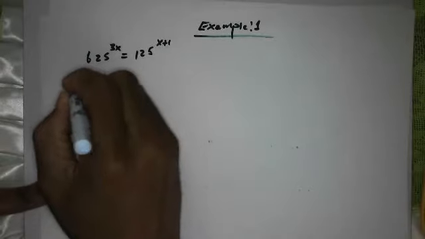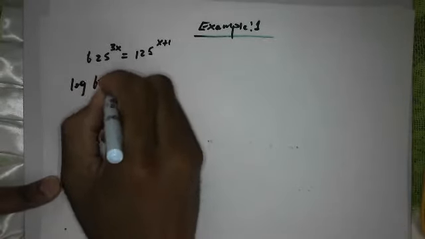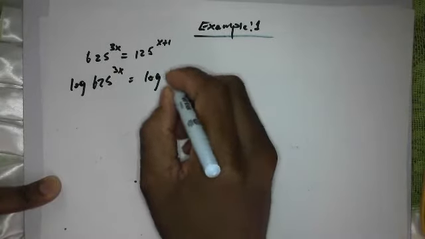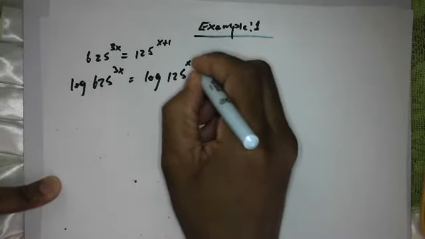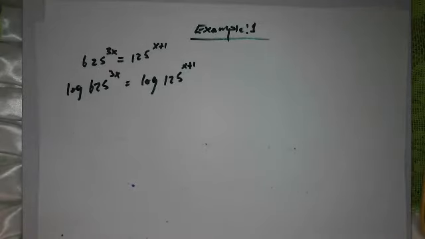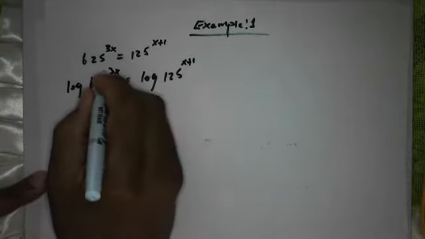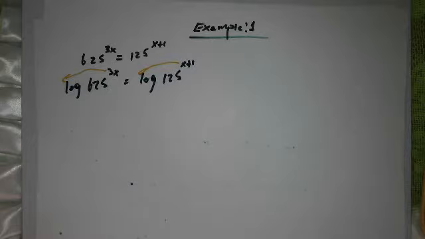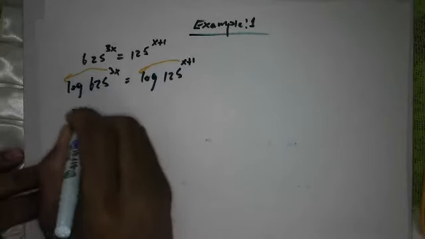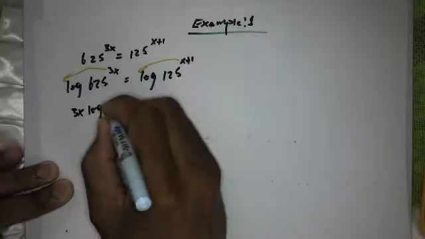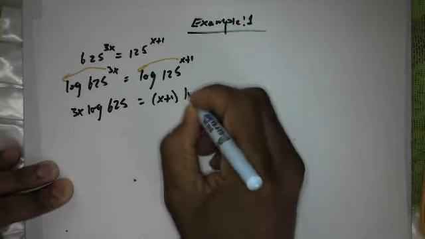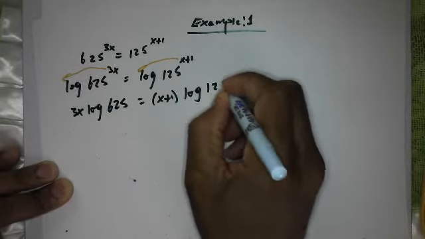So this would be log of 625 raised to the 3x equals log of 125 raised to the x plus 1. Now remember that when you take the log, the exponent is going to be taken to the front. So let's rewrite that part here. This would give us 3x log 625 equals x plus 1 log 125.